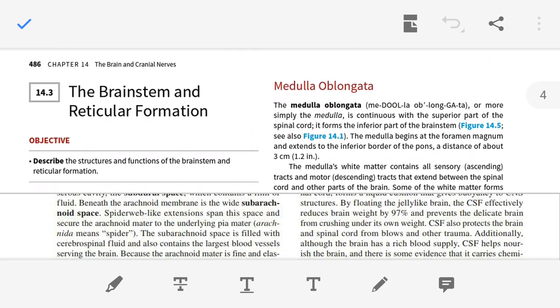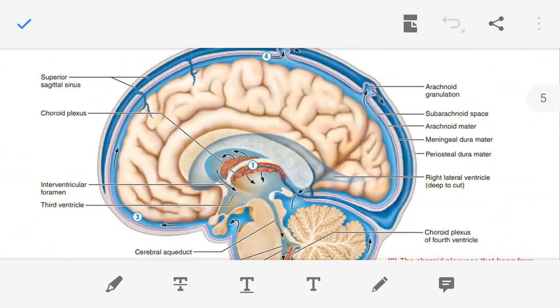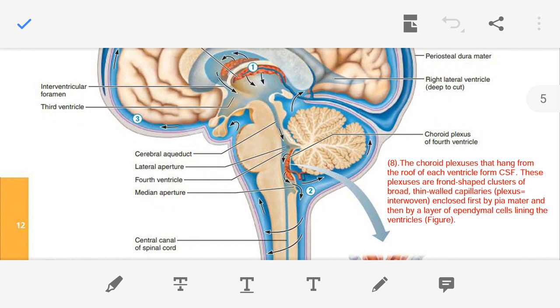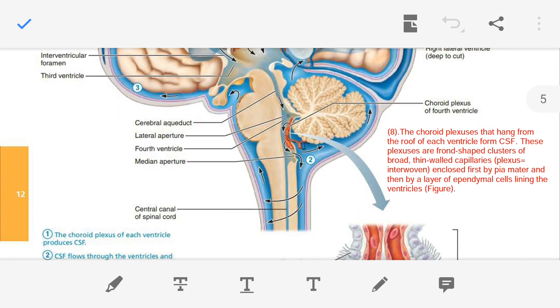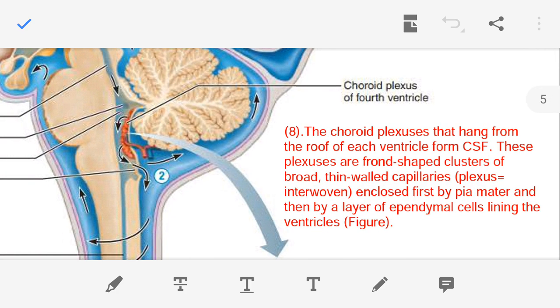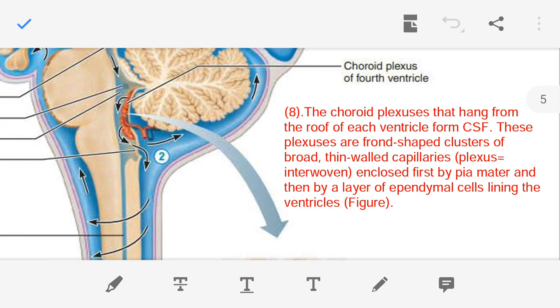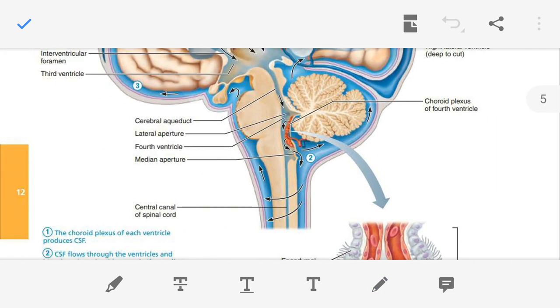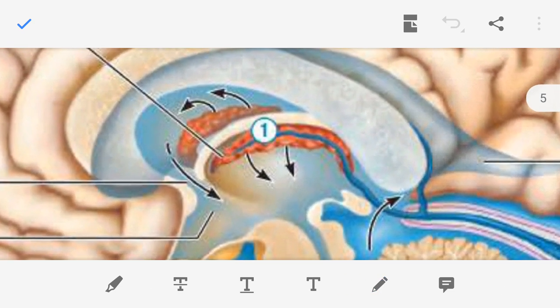Now the eighth point we are discussing. In this point we are discussing the formation of CSF. How is CSF originating? So see here, this red in color is choroid plexus, and this is choroid plexus here also.